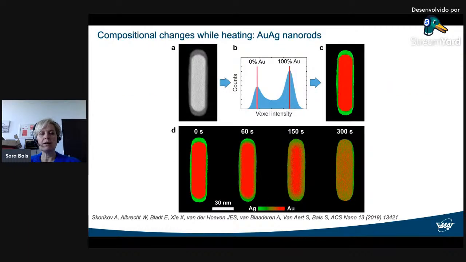So what we're going to do here is in A, you see a virtual slice through a three-dimensional reconstruction at room temperature. And if we plot the voxel intensities, we see two peaks, again, because this tilt series was acquired using high angular dark field STEM. So we see a peak corresponding to pure gold, and we see a peak corresponding to silver. Now, if we keep on tracking the same nanoparticle, and every time we heat, then it's a fair assumption to say that the gray levels will always be a linear combination of these two original intensities. And so in this manner, we can quantify our three-dimensional reconstructions, and we can follow the alloying process.